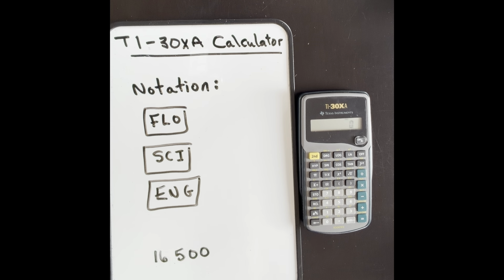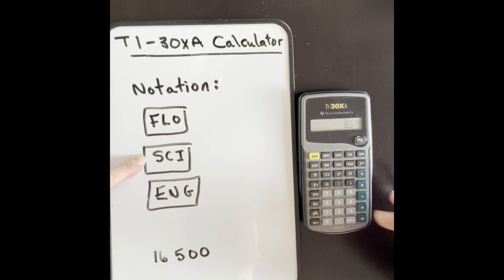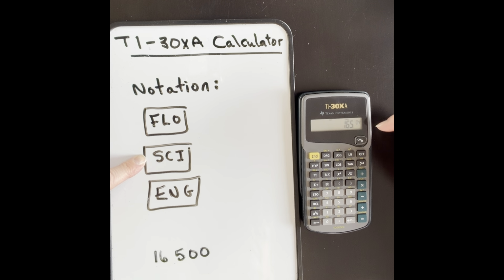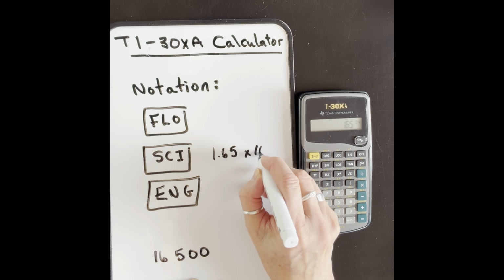Now let's talk about notation. If I have a number in regular notation, let's say 16,500, I can leave it in that notation, or I can change it to scientific notation, or I can change it to engineering notation. Scientific notation is a number between 1 and 10 with an appropriate power of 10. So if I want to change this to scientific notation, above the digit 5, you'll see SCI. Just go second function and 5, and you'll get scientific notation. So this number is equal to 1.65 times 10 to the 4th.